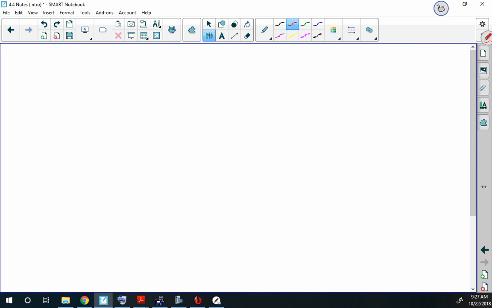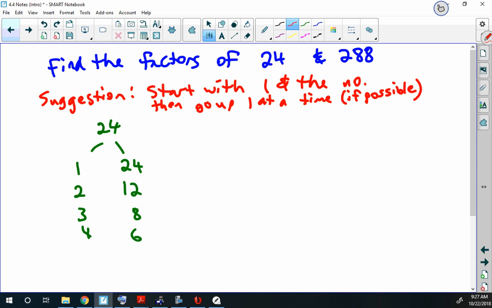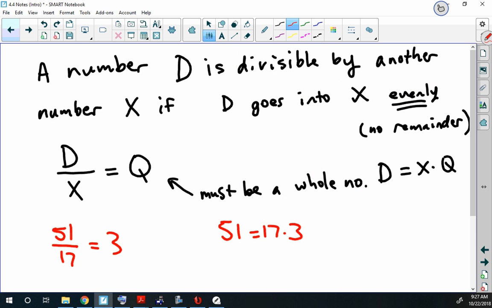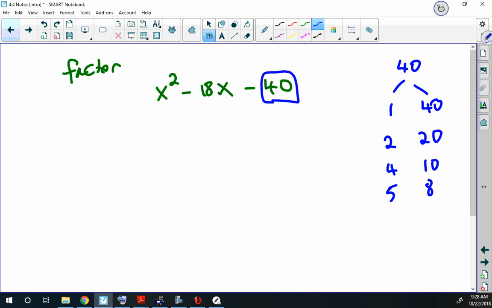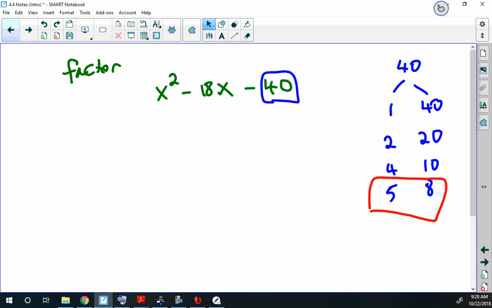So this one I put up on the board earlier. Maybe you looked at this and you tried to figure it out. To figure this out, you're going to have to find all of 40's factors. Did you know that? So let's say real quick, what are 40's factors? 40 and 1, 2 and 20, 4 and 10, 5 and 8.